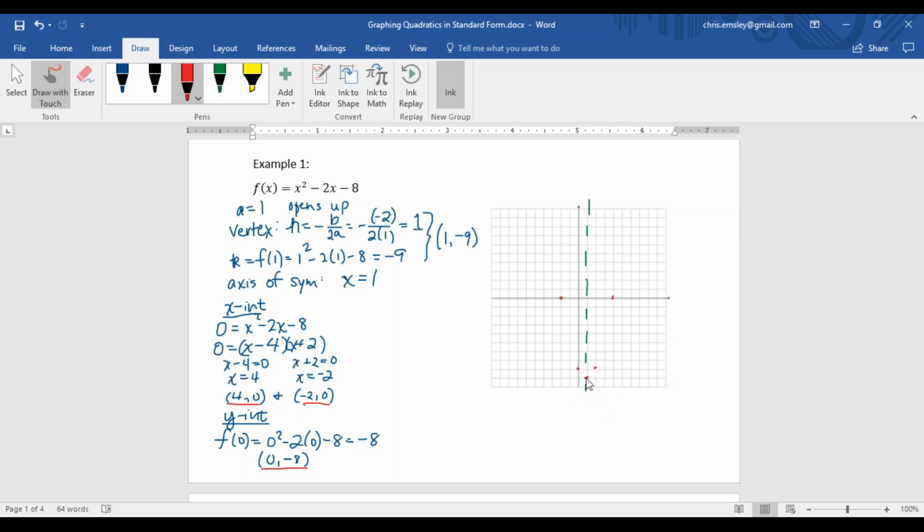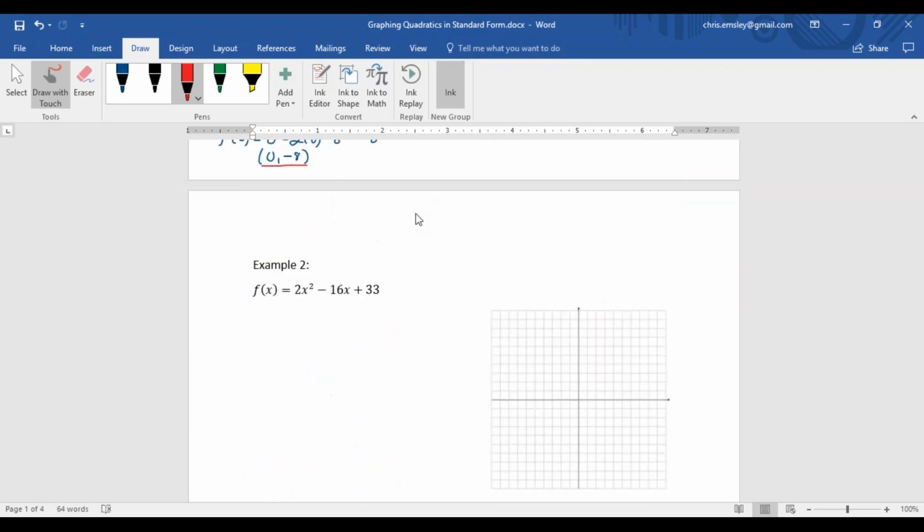And those 5 points really give us a pretty good idea of the shape of our parabola. We don't even need to plot any additional points on this one. Looks something like that. Okay, let's try another one.